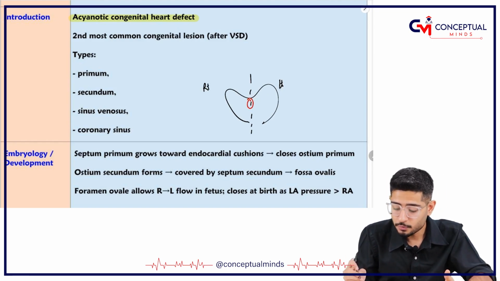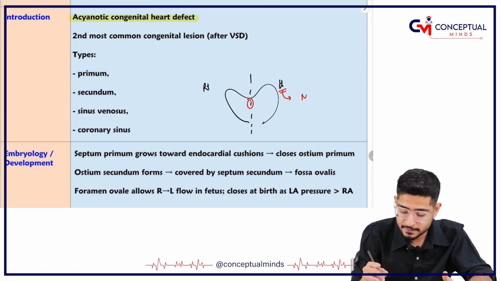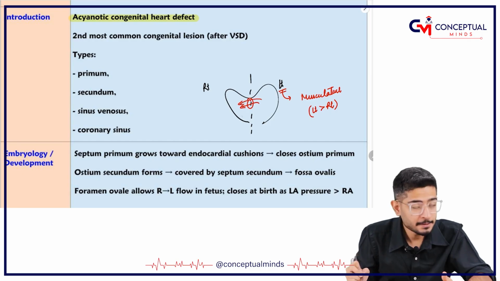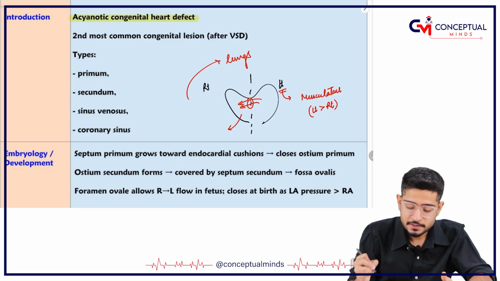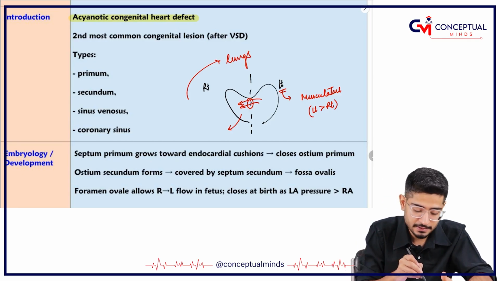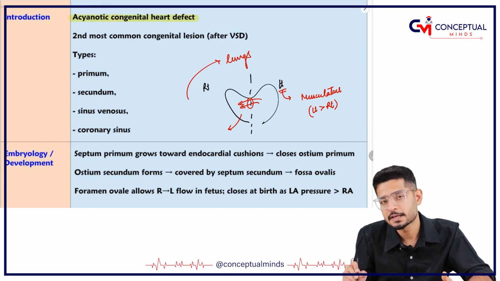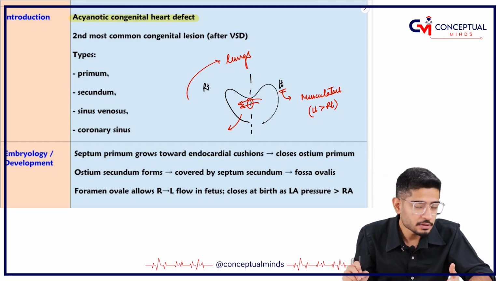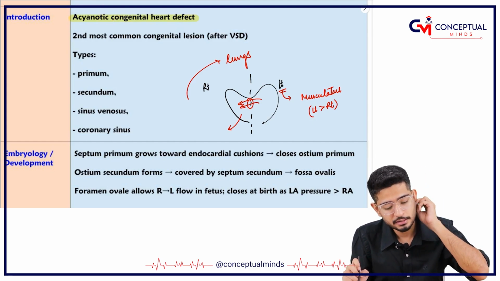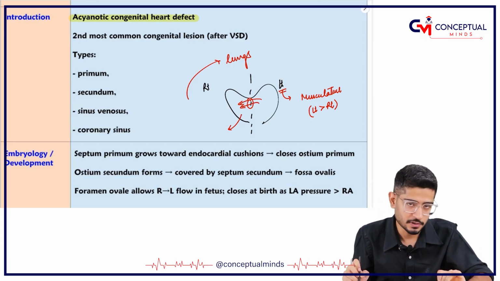For example, this is the left side, this is the right side, and there is a patent hole present here. Now, you very well know that after birth the musculature on the left side is higher than on the right side. So the blood from the left side is going to go to the right side and ultimately reach the lungs. Because it is reaching the lungs, this is an acyanotic heart defect. Cyanosis develops when there is reduced hemoglobin oxygenation, but here it goes to the lungs and gets oxygenated. That's why it is an acyanotic congenital heart disease.